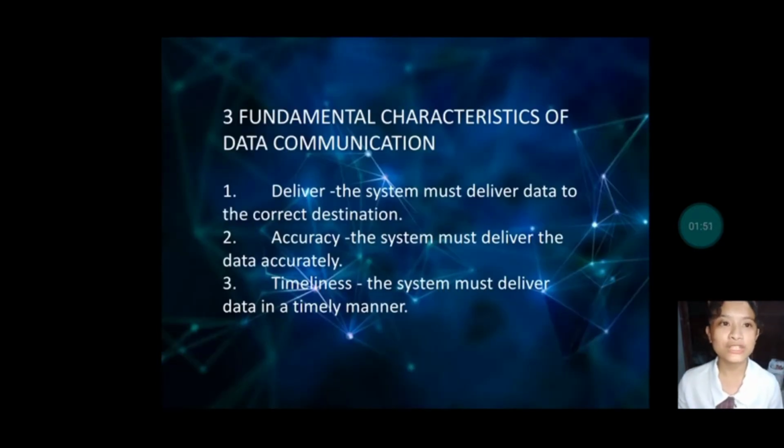So these are the 3 fundamental characteristics of data communication. Number 1, delivery. The system must deliver data to the correct destination. Number 2, accuracy. The system must deliver data accurately. Number 3, timeliness. The system must deliver data in a timely manner.